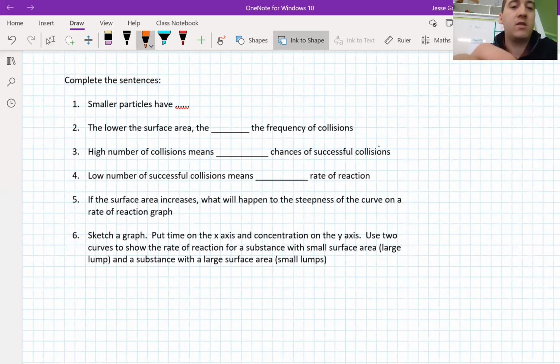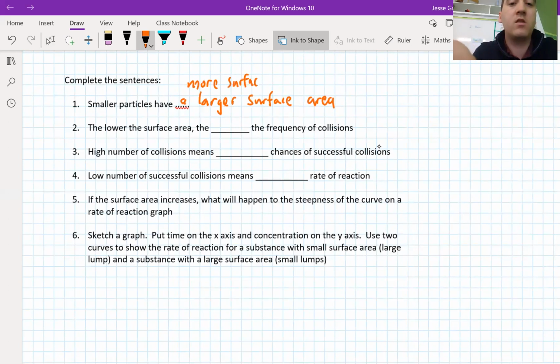Okay, so smaller particles have what? The smaller particles, if you like, it's like comparing the big lump to the little lumps. Smaller particles have a larger surface area. Or you could say smaller particles have more surface exposed, which means the same thing really. It's just a different way of saying it. So either one of those would be good.